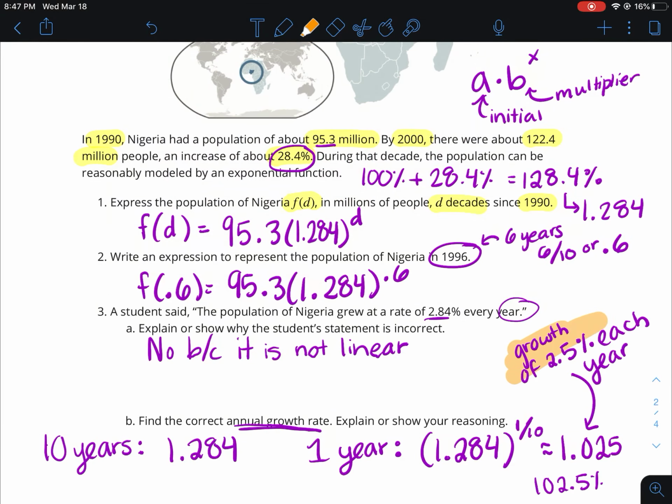Okay. So what you really wanted to get out of that is that I could not just divide it by 10. That does not work. You really, really want to be taking it to that power, 1/10, because 1 year is 1/10 of a decade. So that's how we do that.